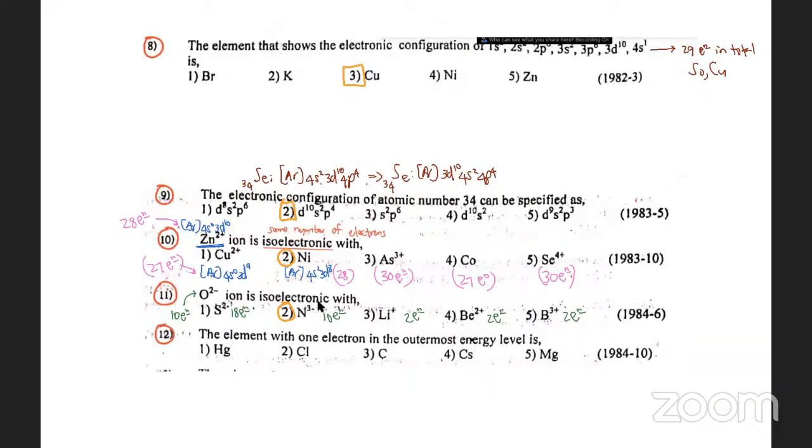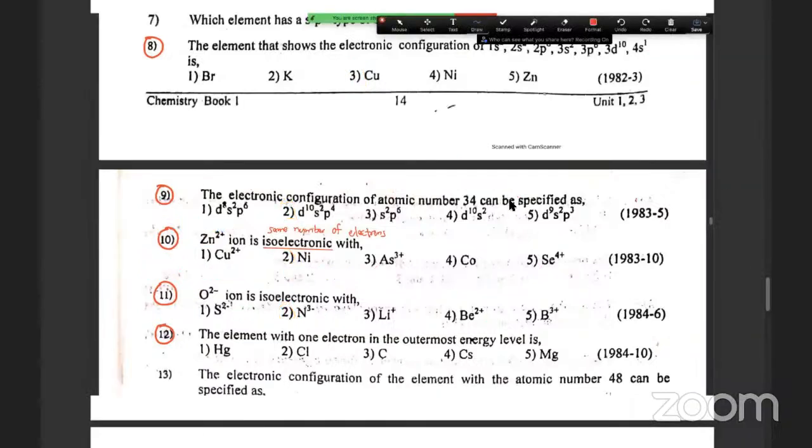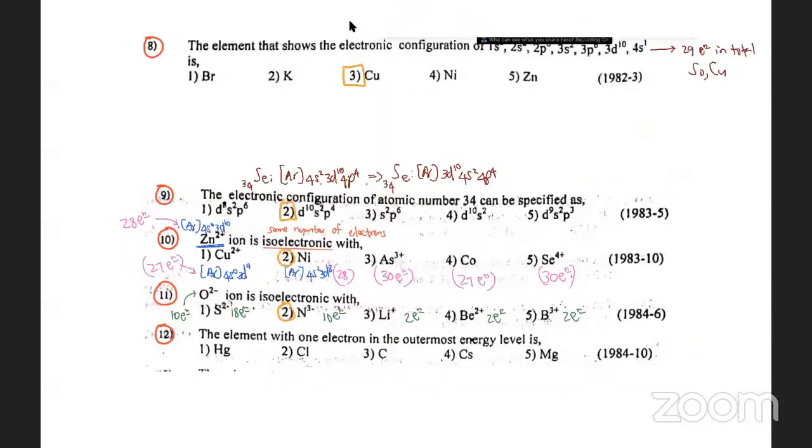Correct? The element with 1 electron in the outermost energy level is who, people? Element with 1 electron in the outermost energy level. Who is that? It is cesium, right, people? It is cesium.